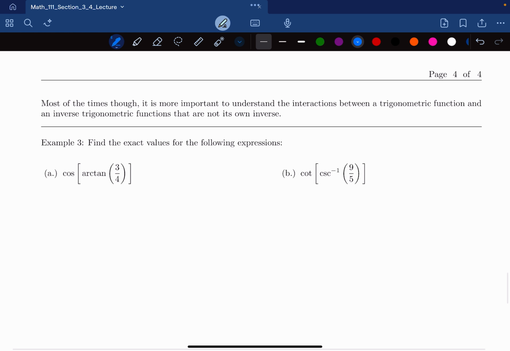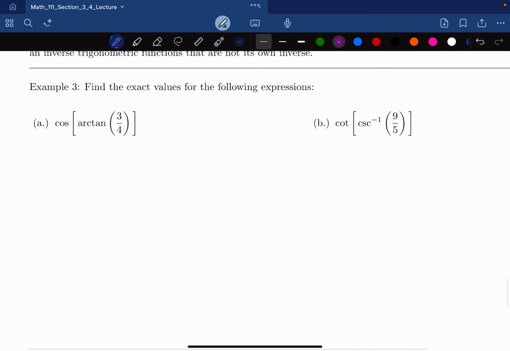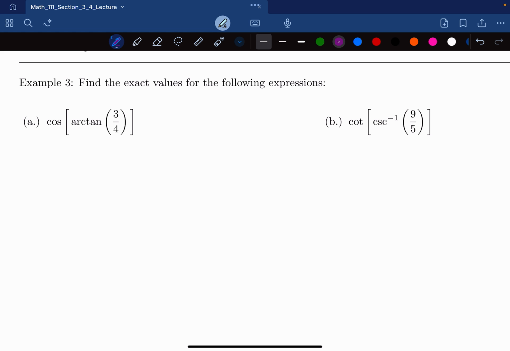In the meantime, let's go ahead and move on. The more interesting situation is when you interact a trig function and an inverse trig function that's not directly the inverse of the trig function you're working with. So in this case, cosine of arctangent of 3 over 4. Now here, the question typically will say find the exact value, because I don't want you to just punch it into a calculator and give me some stupid decimal. That's not what I want. Well, how do we do this the quote unquote right way?